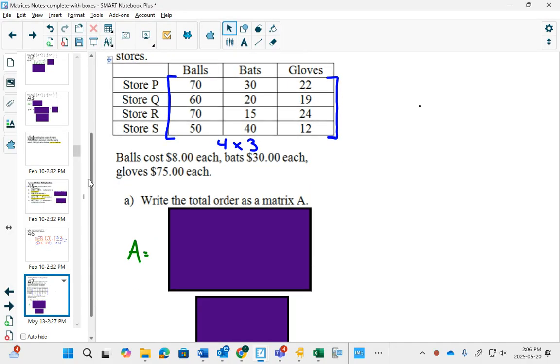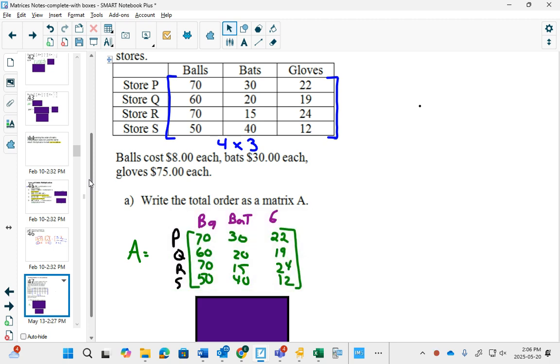So, write the total order as a matrix. So I put those numbers in their spots, and then I also on the outside added my labels.